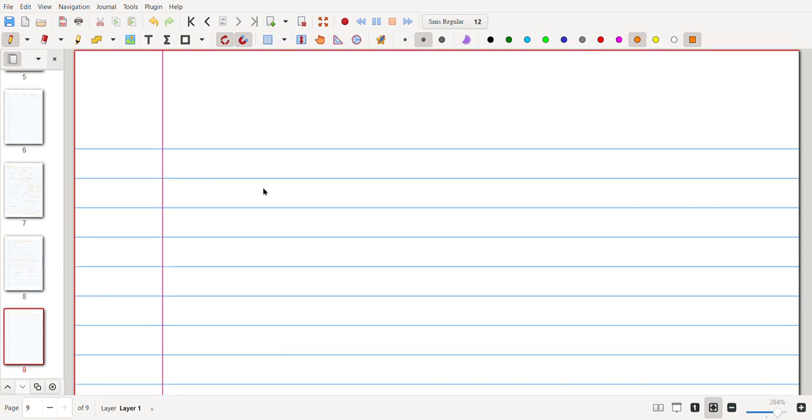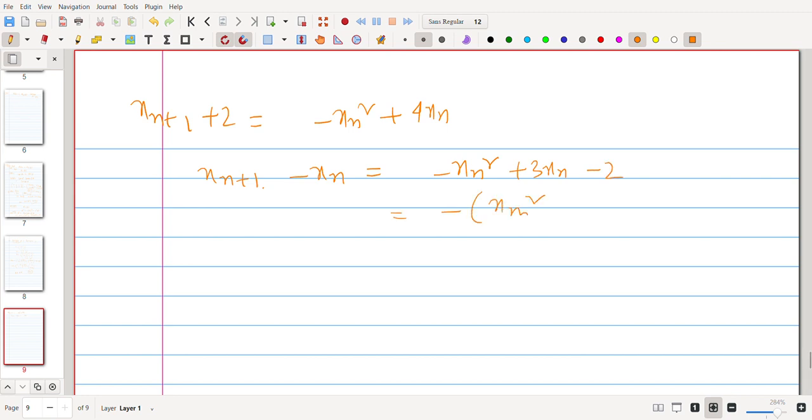There is another problem which you have done. This is actually a proper issue. If I want to give the proper solution, it takes time. Okay, so x_{n+1} plus 2 is the same as minus x_n squared plus 4x_n. That means x_{n+1} minus x_n is minus x_n squared plus 3x_n minus 2, which is the same as minus (x_n minus 1)(x_n minus 2). Relation number 1.